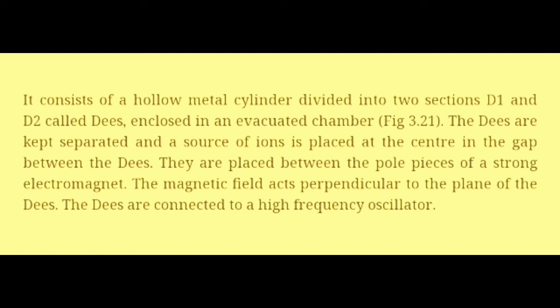By the term source of ions, it may be anything, it may be a charge, which is placed at the center in the gap between the Ds. They are placed between the pole pieces of a strong electromagnet. The magnetic field acts perpendicular to the plane of the Ds, and the Ds are connected to a high frequency oscillator, as you can see in the figure, D1 and D2 connected to a high frequency oscillator.